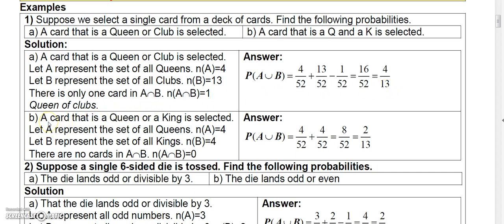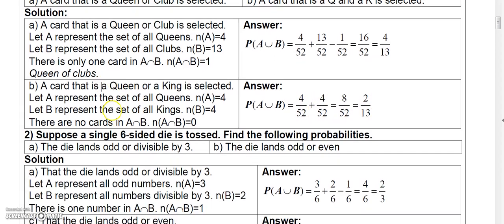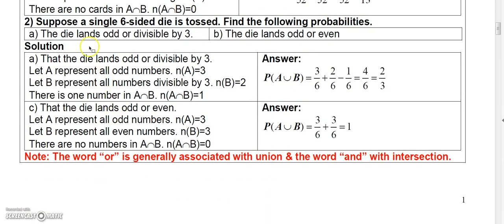Now, the second one shows you what happens if there is no intersection. This one says the probability that we get a card that is a queen or a king. We know there are 4 queens in a deck, we know there are 4 kings in a deck, and we know there's no card in the intersection. There's no card that's a king and a queen simultaneously. So in this case, we can just add the probabilities of the two events. We would get 4 out of 52 plus 4 out of 52, which is 8 out of 52, or 2/13.